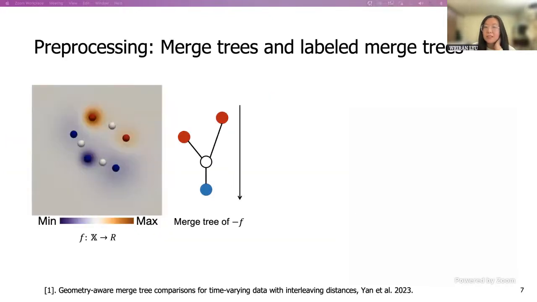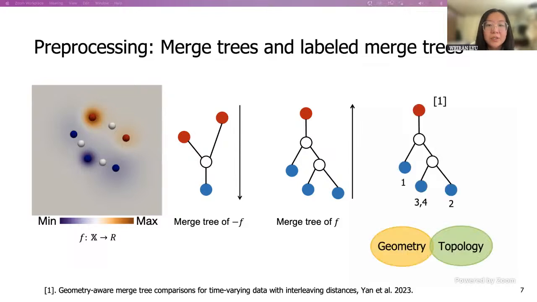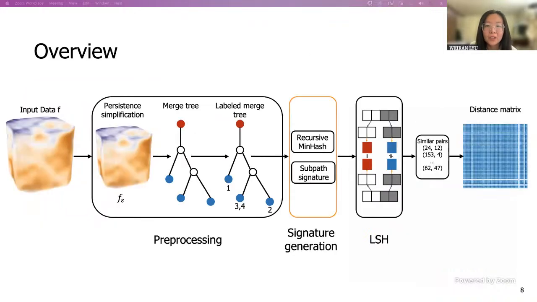So given a scalar field, a merge tree captures the connectivity of its sublevel sets. The critical points are colored by their types, so local minima are in blue, saddles are in white, and local maxima are in red. We use the label strategy from Yang to label the leaves of the merge tree, and note that a node can have multiple labels. So now we have a set of labeled merge trees.